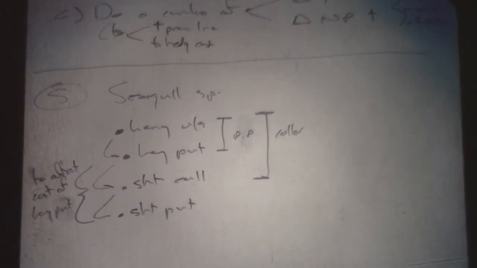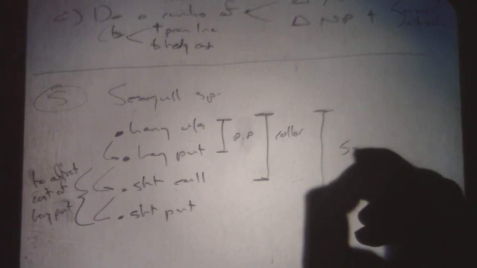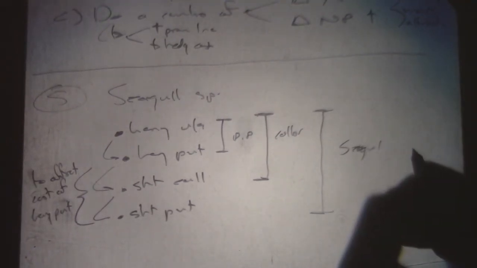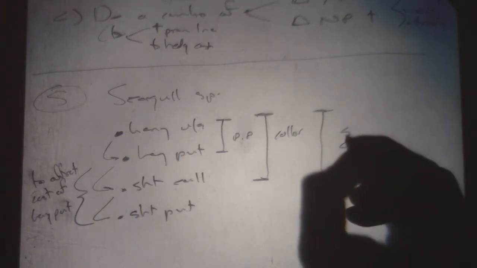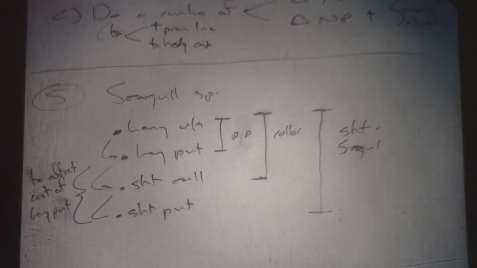Wow, you guys are really on top of this. That is awesome. Okay, here we go. Seagull. What kind of seagull? Long or short seagull? Short. Oh, you guys are awesome. It's a short seagull. How did you know it's short? Because the call component is short. Now you're going to see why this thing is called a seagull.